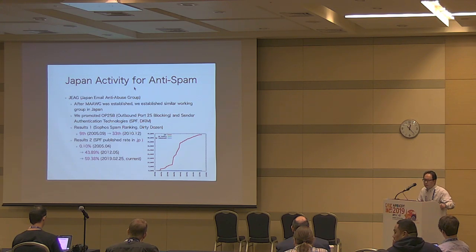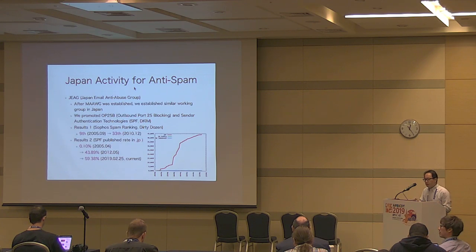JEAG promoted two main countermeasures for spam. One is OP25 blocking, blocking outbound port 25 from the dynamic address space to block spam sending from botnets. The other countermeasure is sender authentication technologies, such as SPF and DKIM. After our activities, we published three recommendations: OP25 blocking, sender authentication technology, and how to mitigate spam to mobile phones.